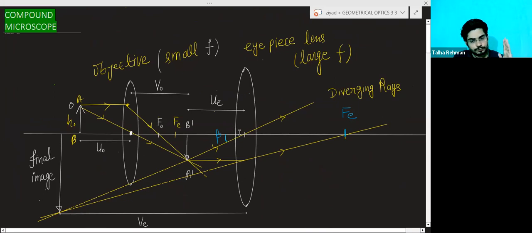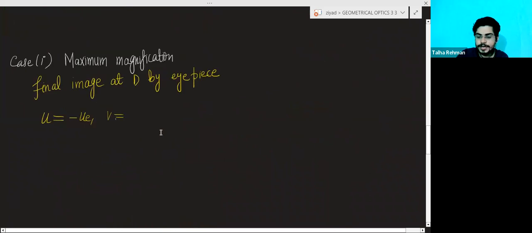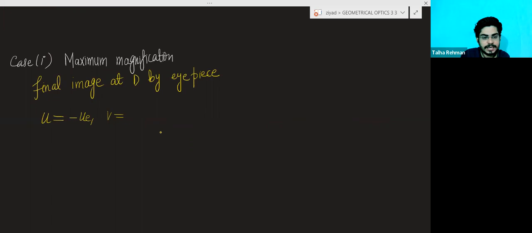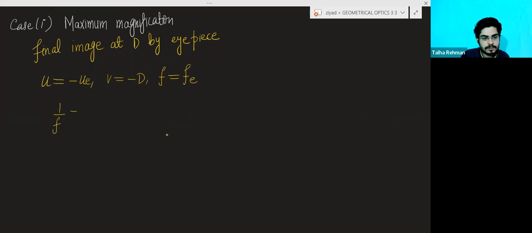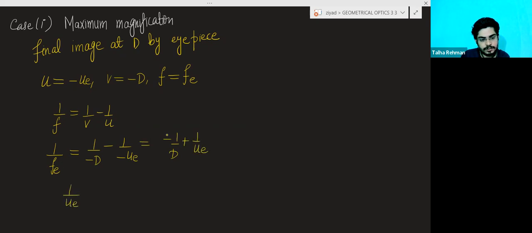The image is forming on the left hand side. So for measuring the distance, you will go in this direction, and according to the sign convention, that direction is the negative direction. So you will take V is equal to minus D. Now, obviously, for the focal length you will take the focal length of the eyepiece lens. Now for the eyepiece lens, we will use the lens formula. The lens formula is 1 upon F is equal to 1 upon V minus 1 upon U. So 1 upon F means 1 upon FE. Now you only have to put in the values. 1 upon V is 1 by minus D, minus 1 upon minus UE. Now it will be minus 1 by D plus 1 by UE. So we will have the value of 1 by UE as 1 upon FE plus 1 by D.